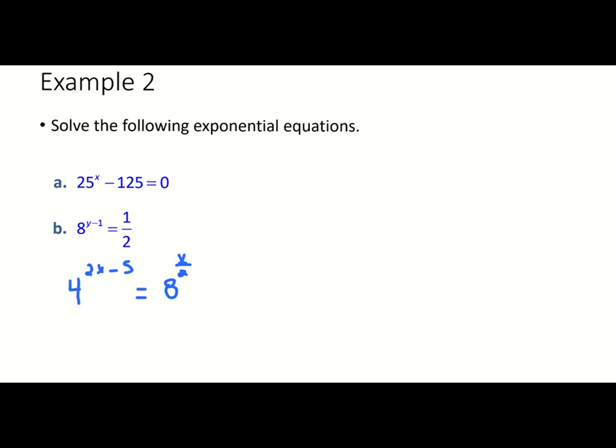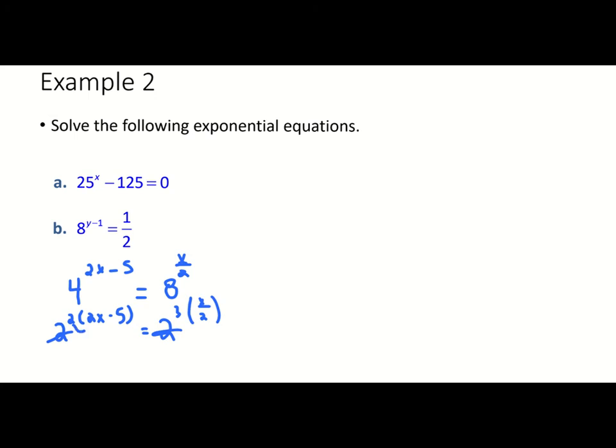Okay, so now what we need to do is convert them to the same base. I do know that 4 and 8, I can make into a power of 2. So remember, 4 is the same as 2 to the 2nd power, which is then going to be times your 2x minus 5. And then 8 is 2 to the third power, which becomes 3 times x divided by 2. Again, I don't care about the bases anymore, so I'm going to ignore those. But I am going to distribute up here.